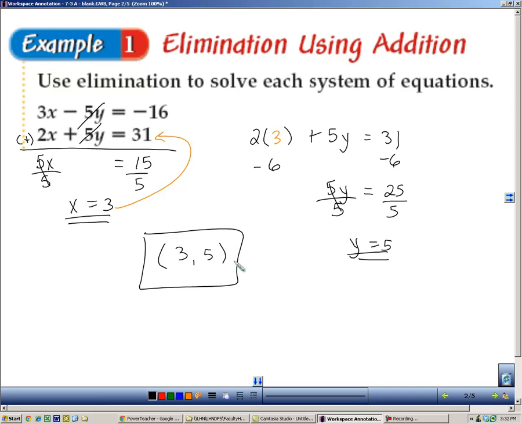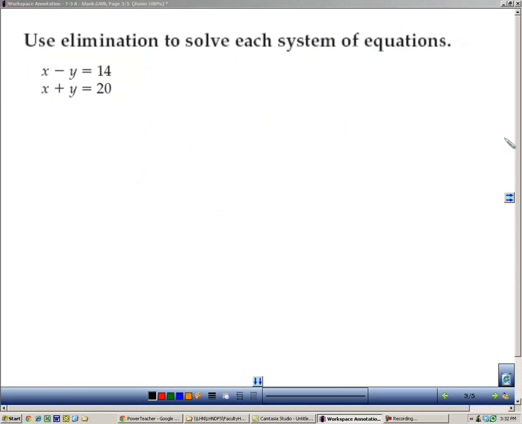So notice what elimination is. You eliminate one variable by adding, and then you solve the other. Here I'm going to use elimination, so we will take these two equations and add them together. X and x is 2x. Negative y and y goes away. 14 and 20 is 34. Divide by 2. So x equals 17.